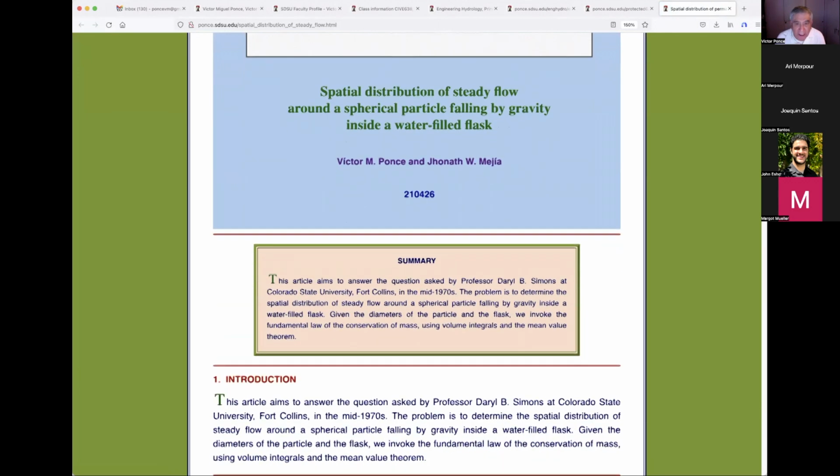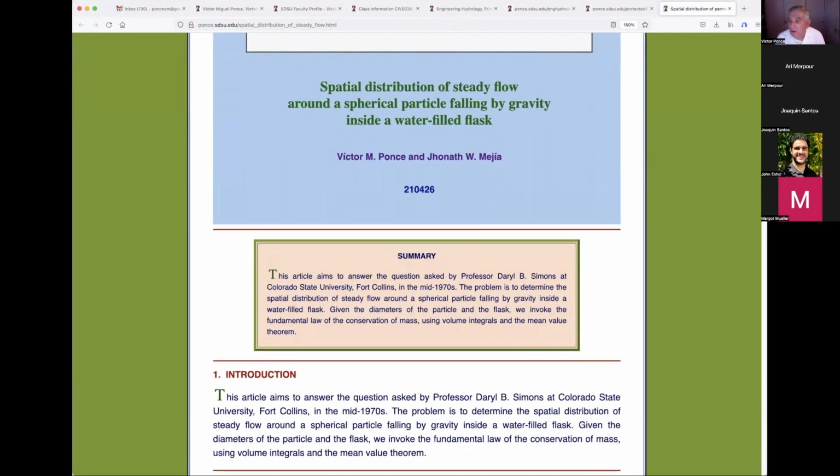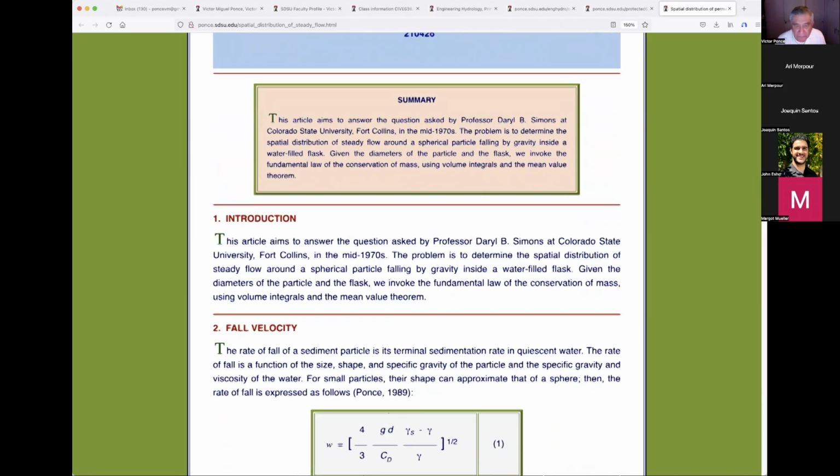So we have in here this paper. It says, this article aims to answer the question asked by Professor Daryl Simons at Colorado State University in the mid-70s. The problem is to determine the spatial distribution of steady flow around a spherical particle falling by gravity inside a water-filled flask. Given the diameters of the particle and the flask, we invoke the fundamental law of the conservation of mass and use volume integrals and the mean value theorem in order to come up with the answer.